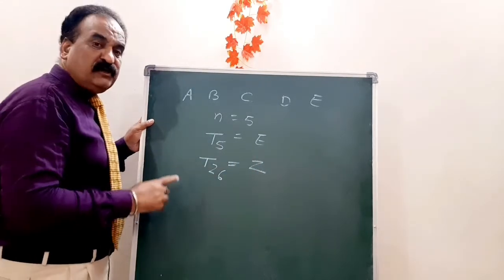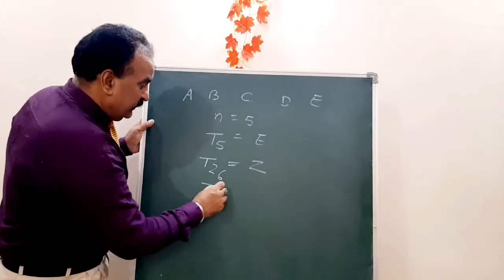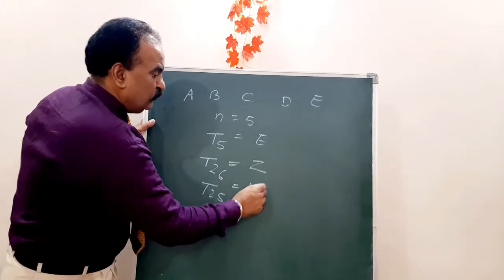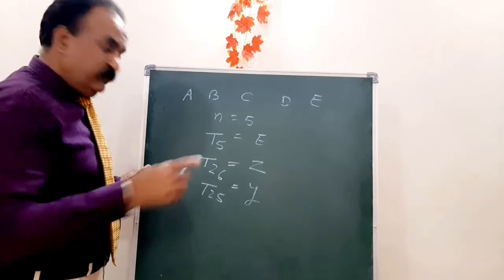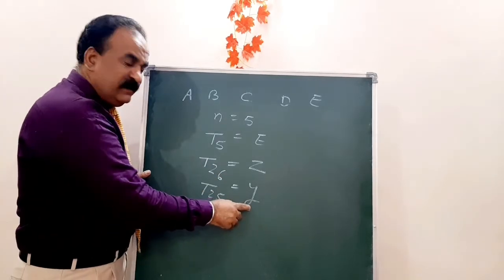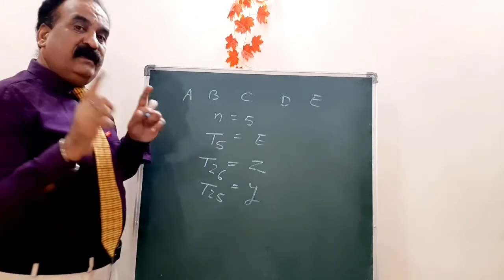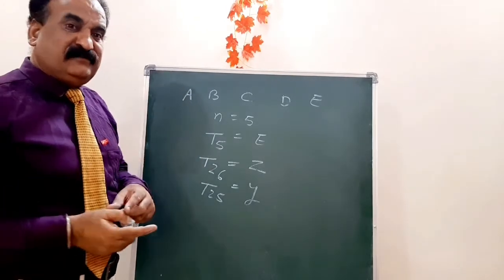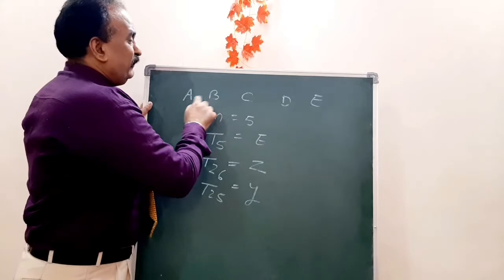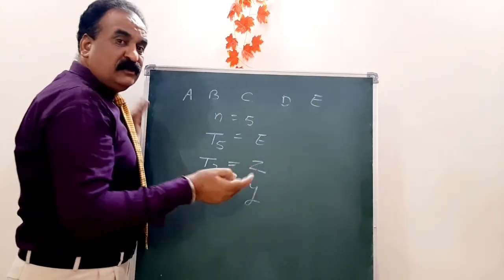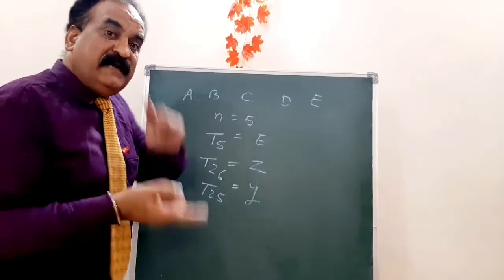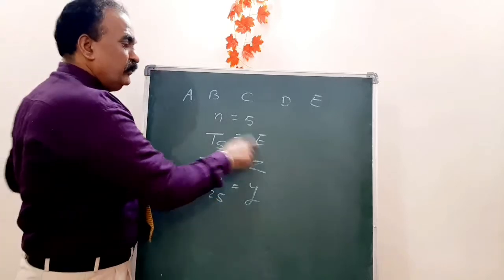Okay? If I am asking you what is T25, it means T25 is equal to Y. The 25th number will be Y and the 26th number will be Z. This is the difference between the first term and the last term. It means the number of terms are 1, 2, 3, 4, 5. So n is equal to 5 and T5 is equal to E.